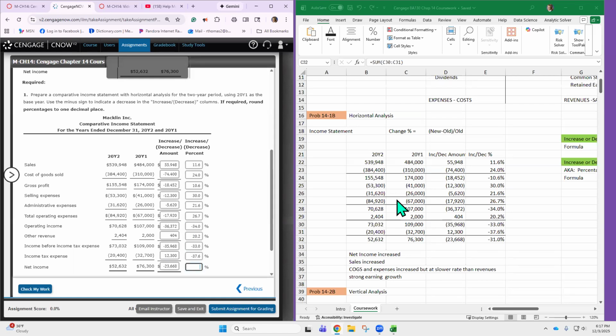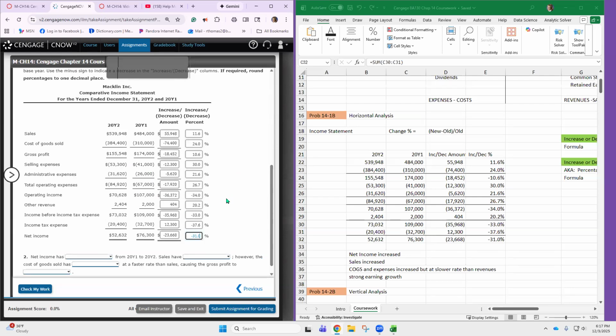And then we'll talk about what seems to be happening here. Seems to be happening in our horizontal analysis of the Macklin Corporation for years 1 and 2. We've done a horizontal analysis on their income statement. Okay. I think we all have something similar going on, but let's just look.